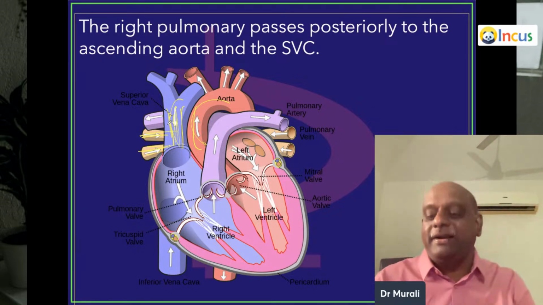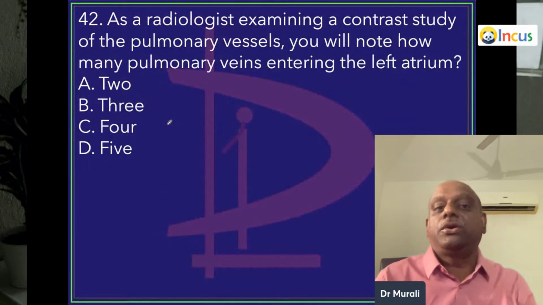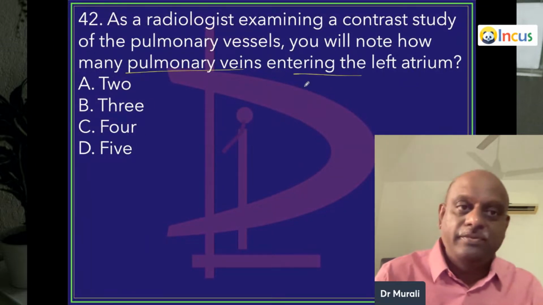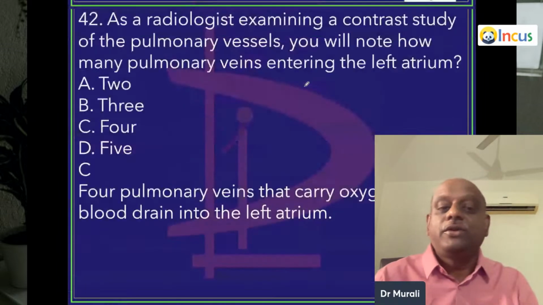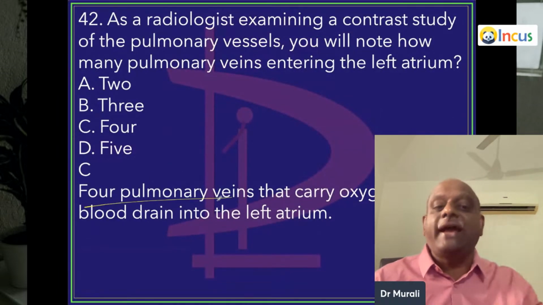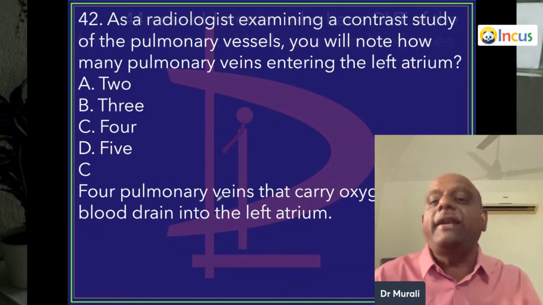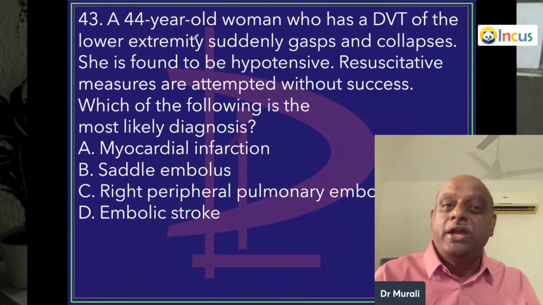Right pulmonary artery. So now, how many pulmonary veins enter the left atrium? So 4 pulmonary veins that carry oxygenated blood drain into the left atrium is what you should remember.